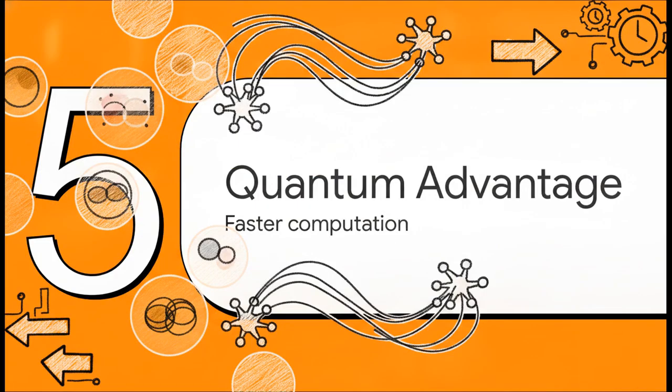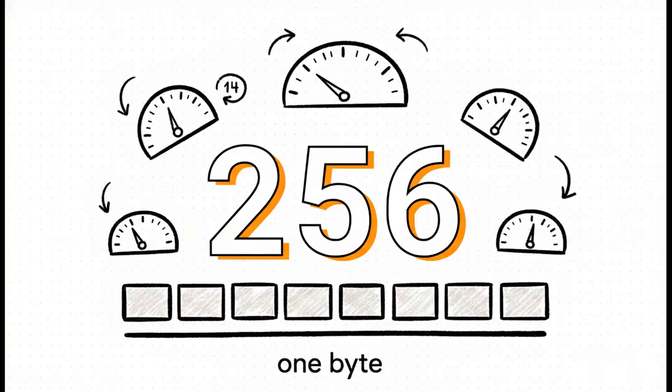Finally, Section 5, the quantum advantage and faster computation. Okay, let's think back to those classical bits we talked about earlier. If you string together 8 regular computer bits, which makes one standard byte, they can store exactly one number between 0 and 255 at any given moment. It could be 14, it could be 200, but it is strictly just one single number at a time.